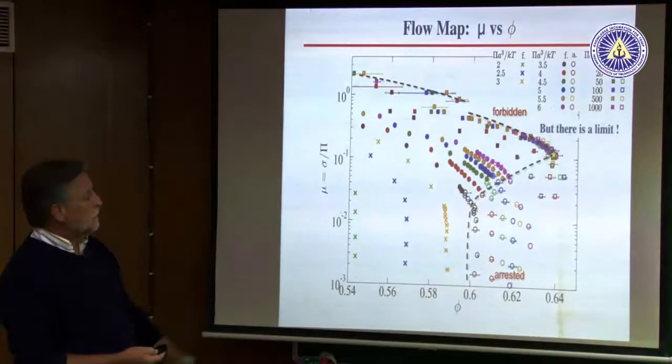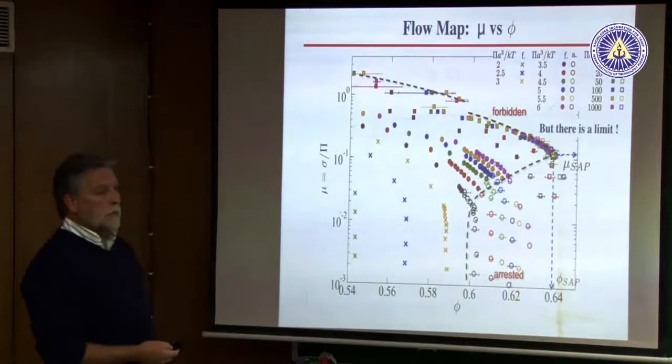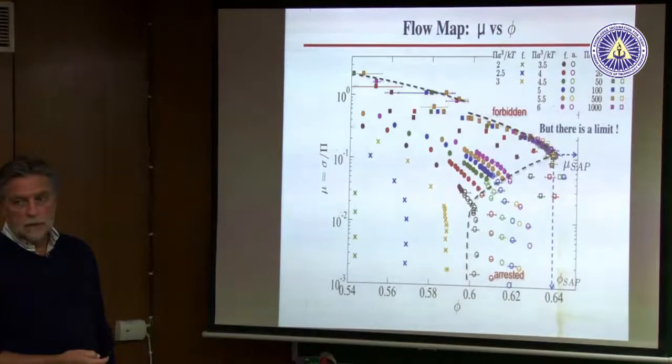And we call that the mu at the shear rest point, and then the shear rest volume fraction is at 64% for this particular polydispersity. Whew, complicated, isn't it? I think it's a pretty picture, but it's complicated.